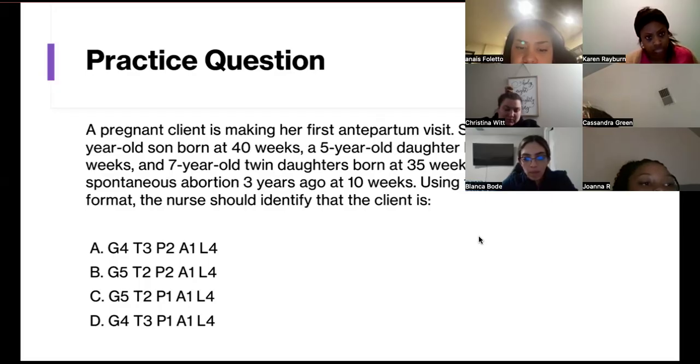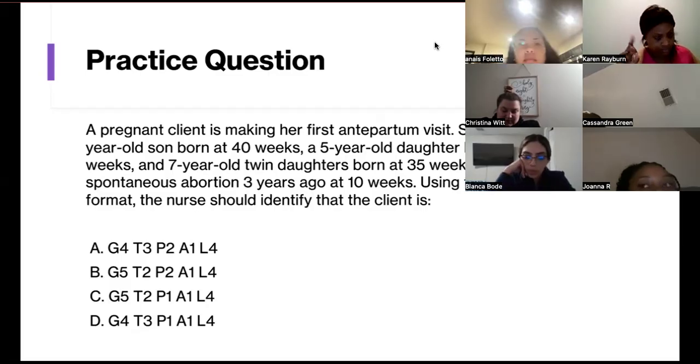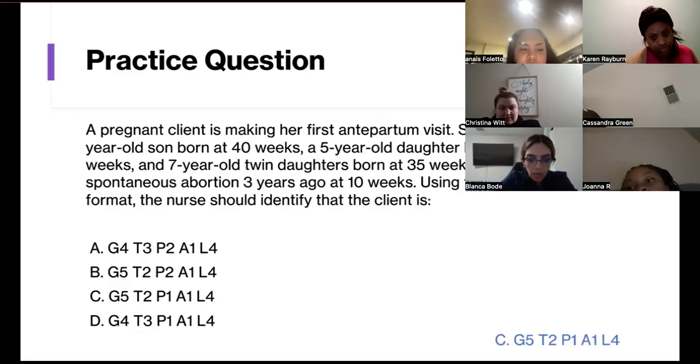So let's work through this one together here. How many times has she been pregnant? 5. Yes. How many term deliveries has she had? 2. Yes. How many preterm deliveries? 1. And then how many abortions? 1. And then how many living children? 4. Yep. So that would be C, G5, T2, P1, A1, L4.